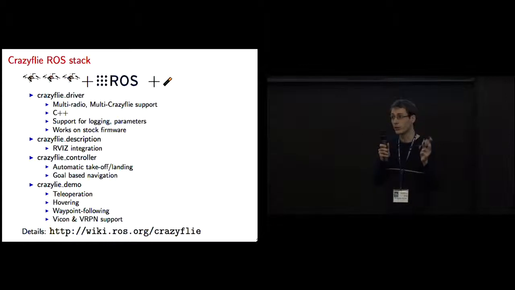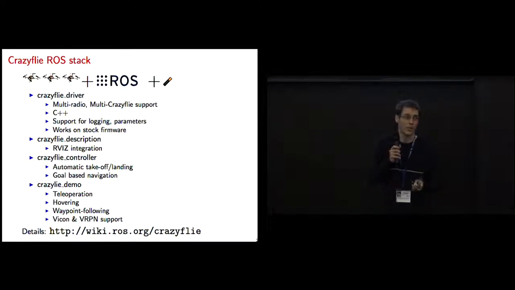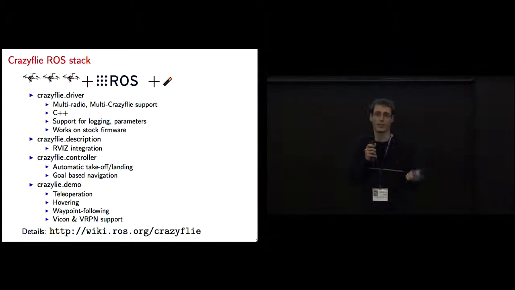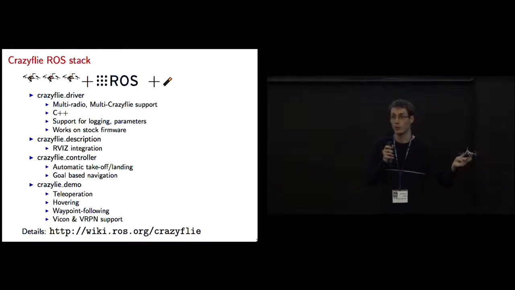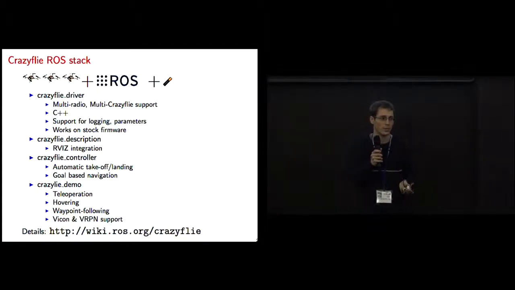You can use RViz to visualize your state. In the future, you might be able to do motion planning as well. And it comes with a controller. So if you have a motion capture space like Vicon, you can use that to do waypoint navigation, and it all works out of the box. And it includes demos using joystick navigation and waypoint navigation for that space.